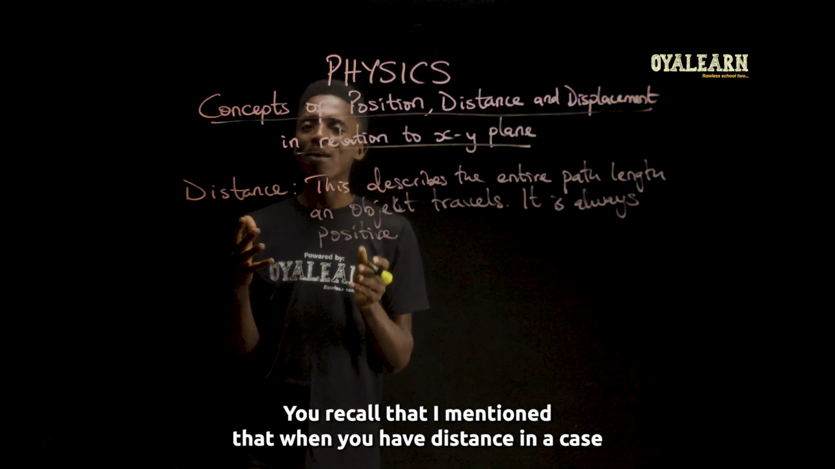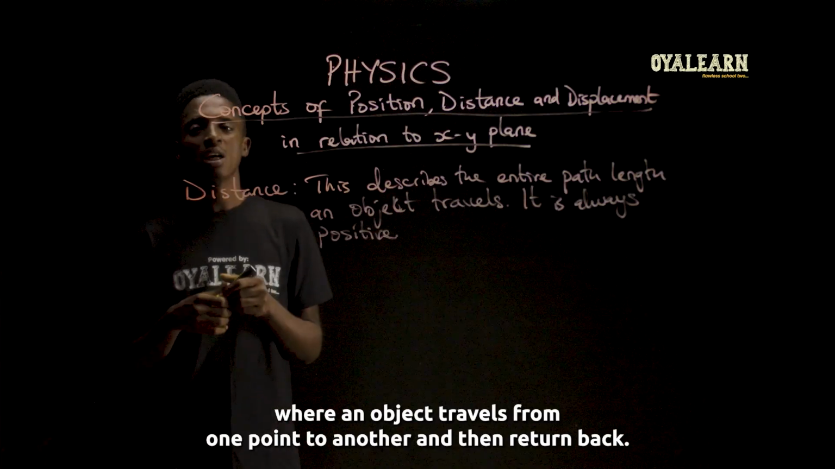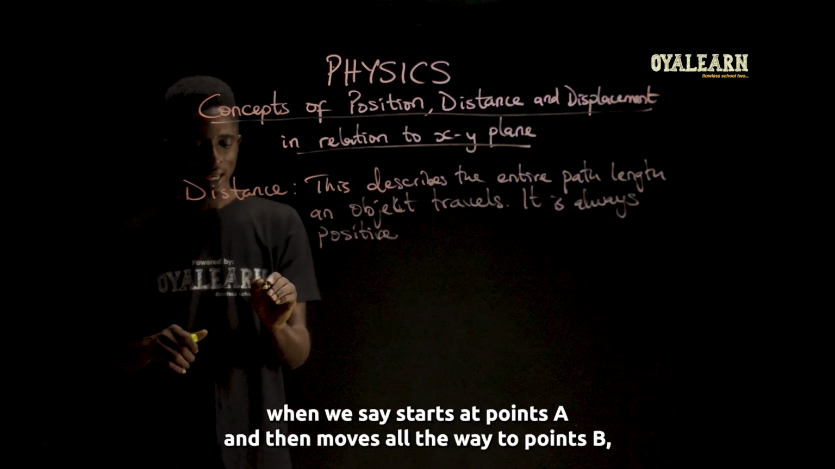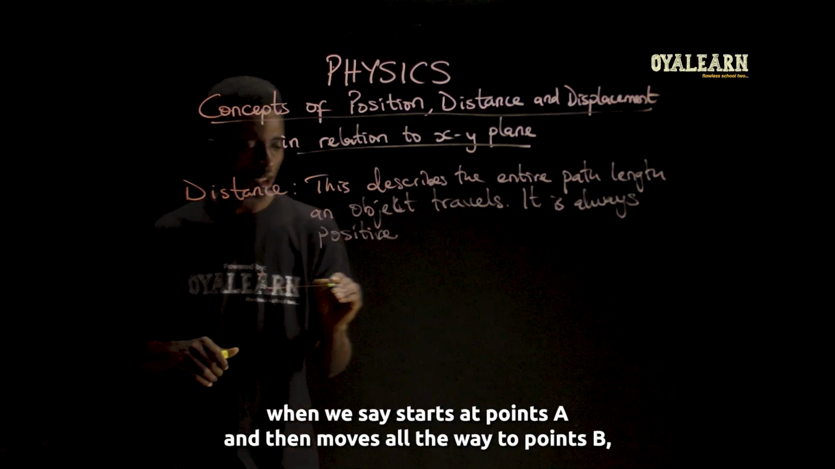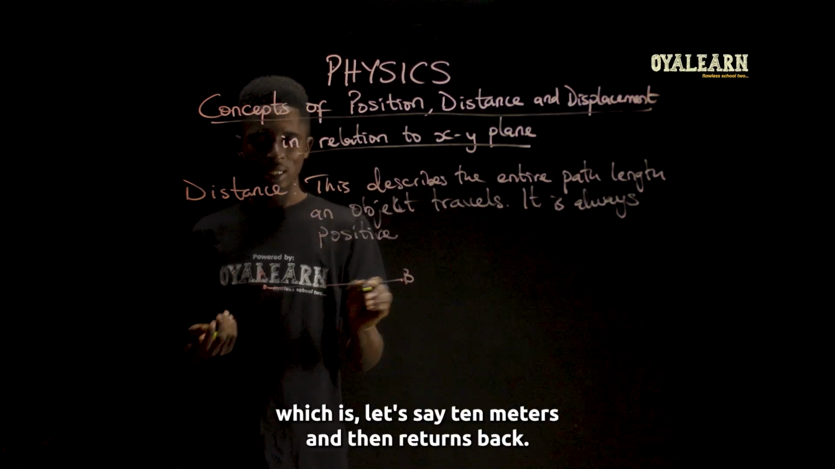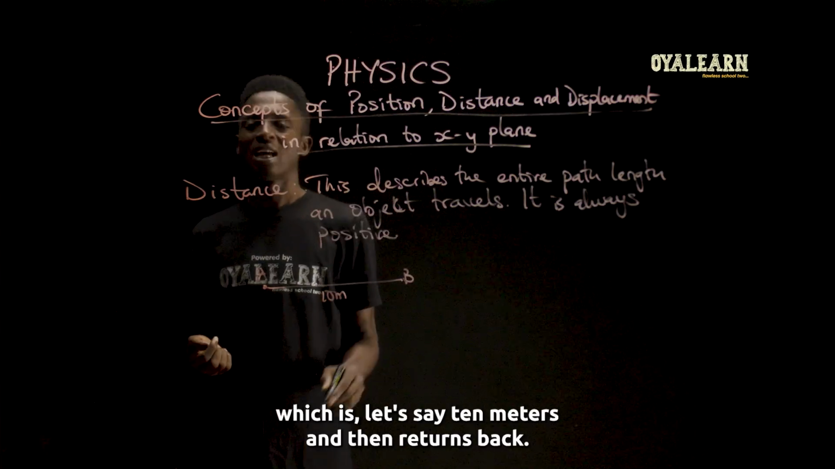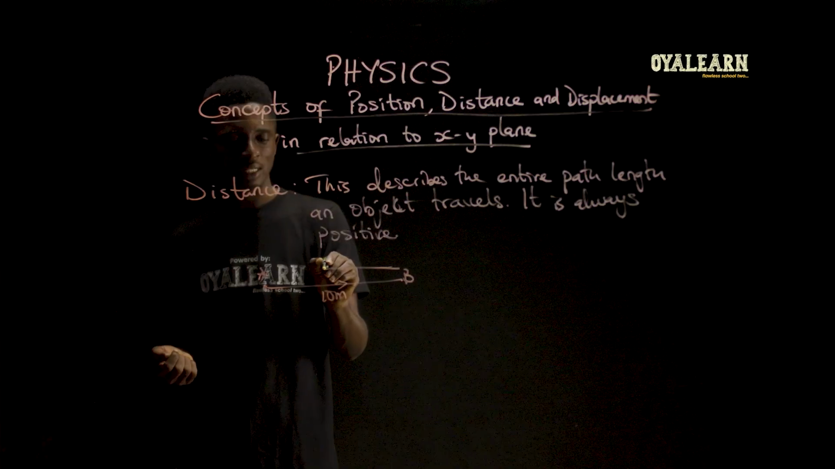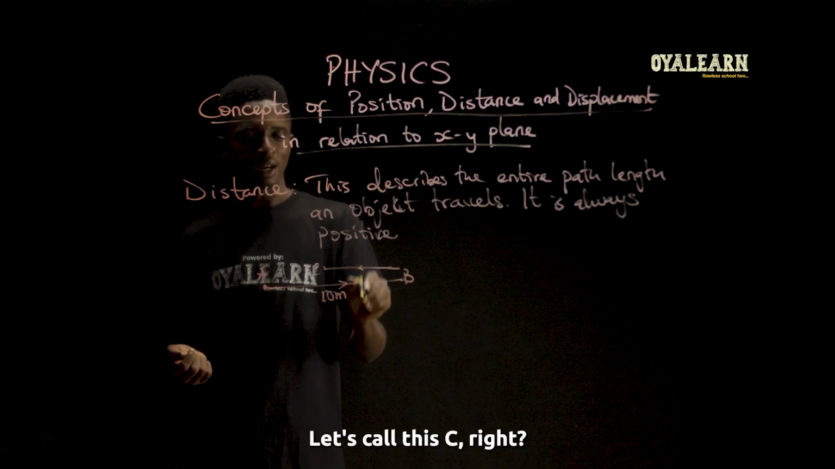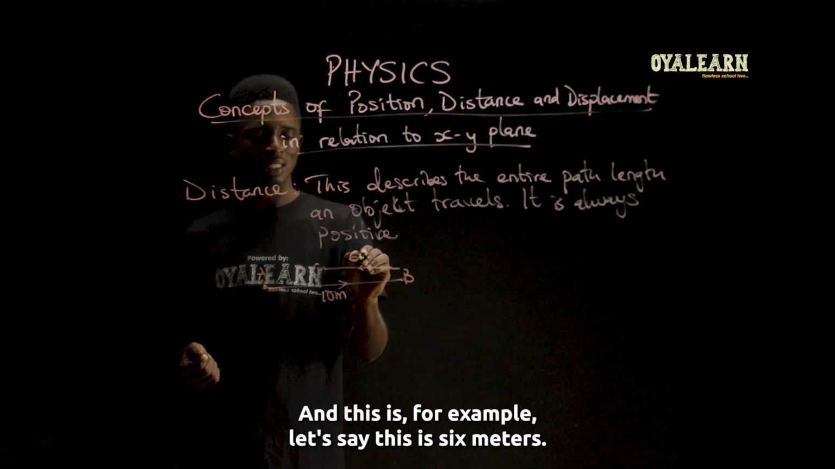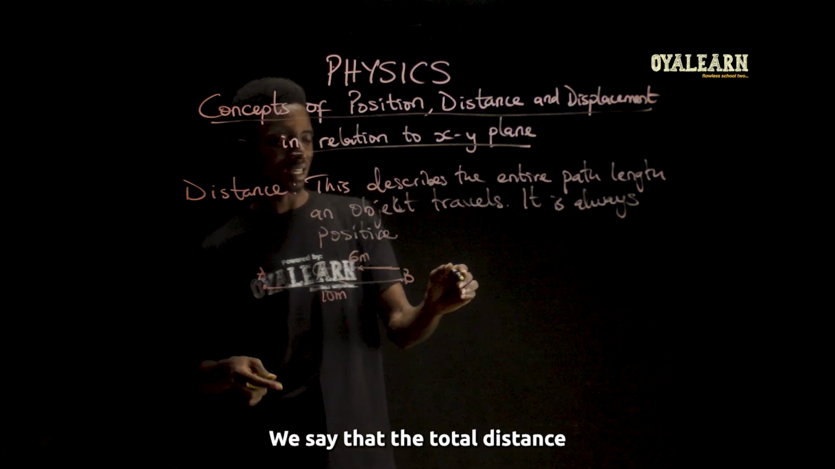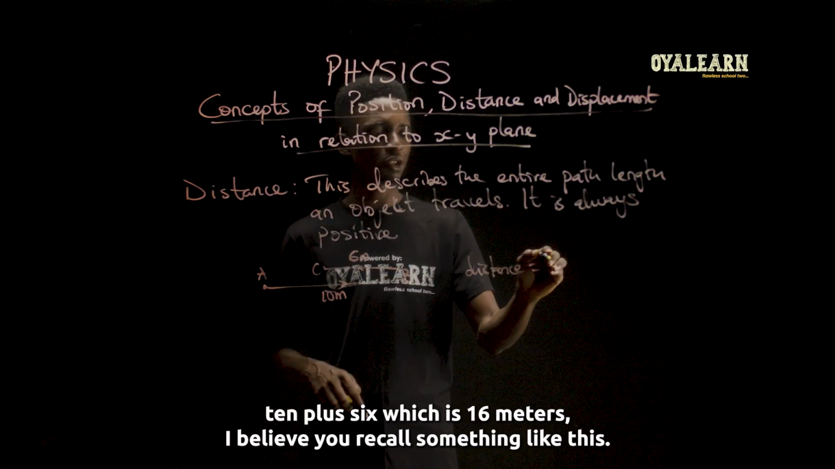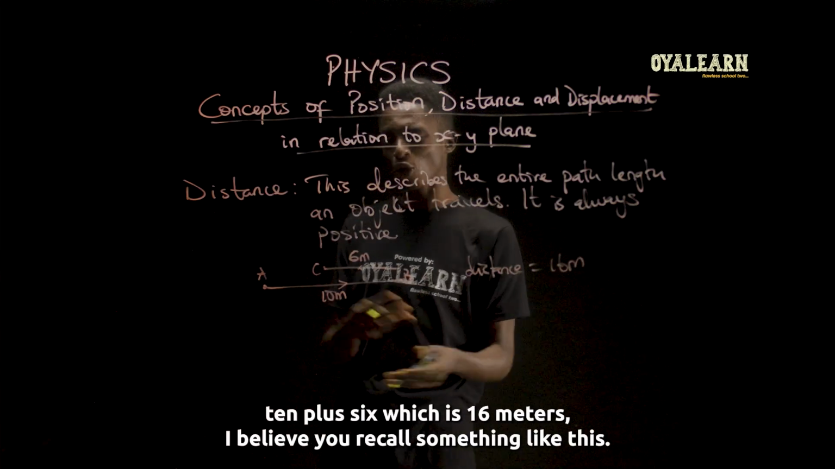mentioned that when you have distance, in a case where an object travels from one point to another and then returns back, I did something like this where we say it starts at point A and then moves all the way to point B, which is, let's say, 10 meters. And then returns back. Now, this is direction here. And then it returns back to this point. Let's call this C, right? And this is, for example, let's say 6 meters. We say that the total distance would be 10 plus 6, which is 16 meters. I believe you recall something like this.